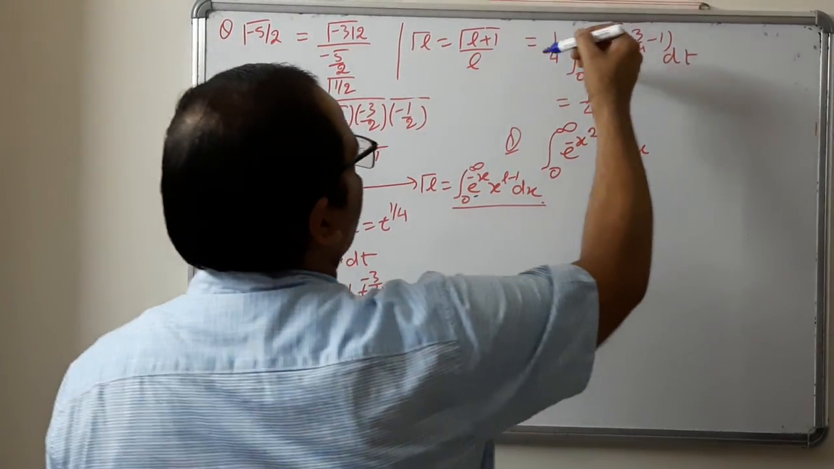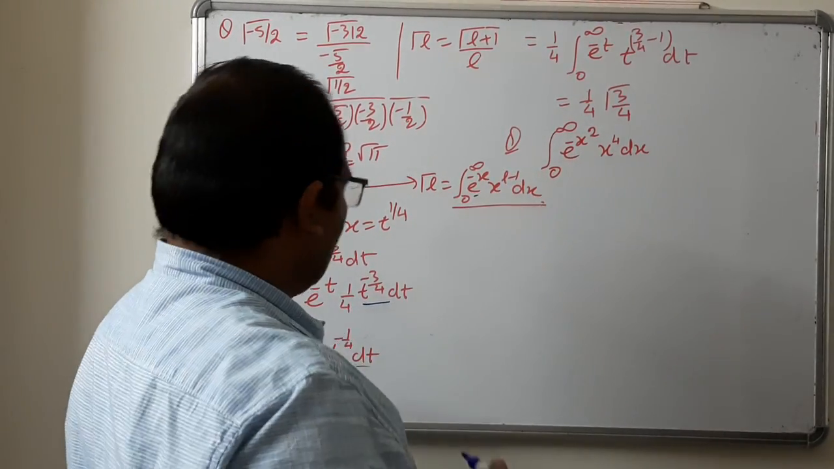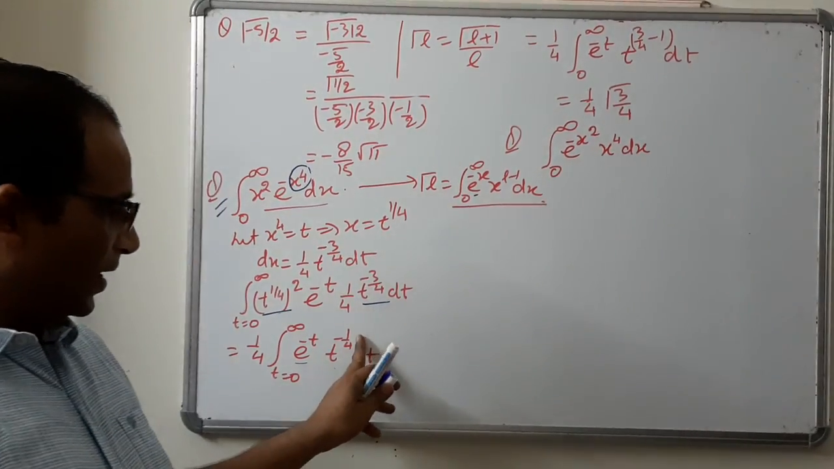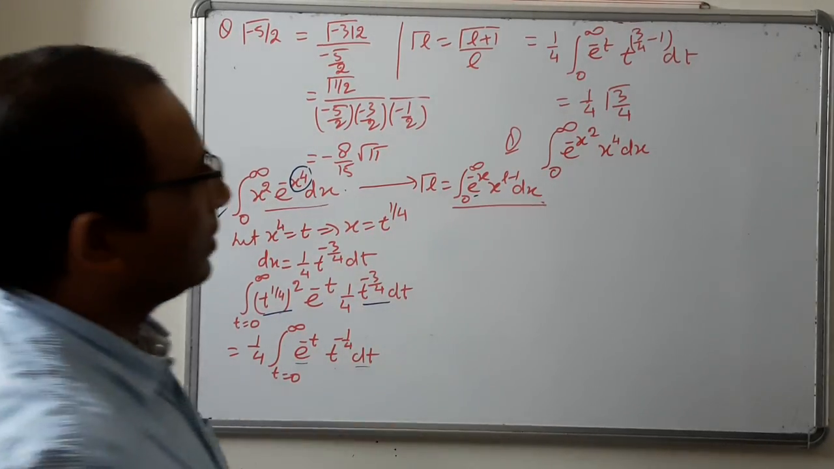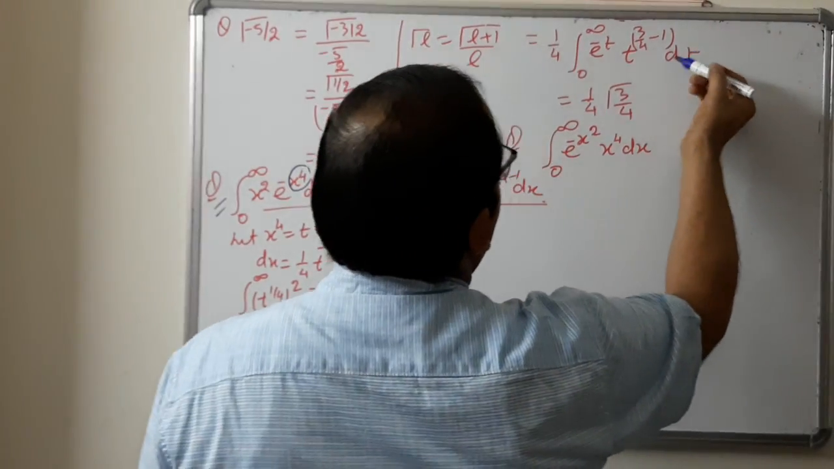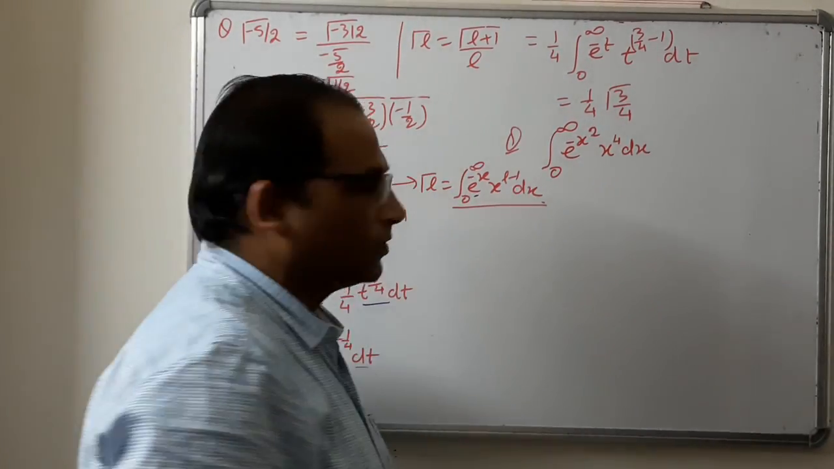We can write this as 1/4 times the integral from 0 to infinity of e^(-t), because here it is L minus 1. So add 1 and subtract 1. When we add 1, minus 1 by 4 plus 1, that is 3 by 4, minus 1. So we can say 1/4 Gamma(3/4). This is the value of this integral.